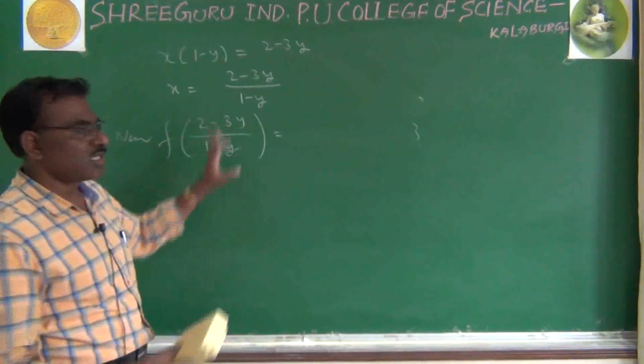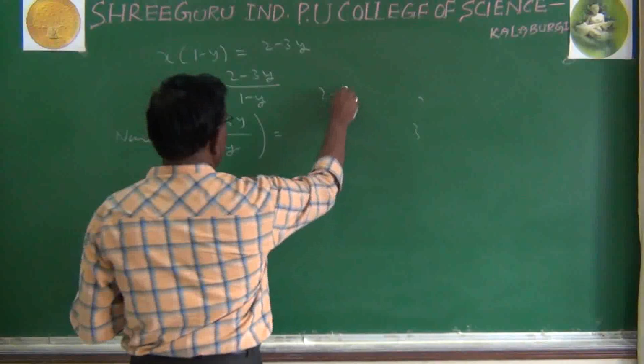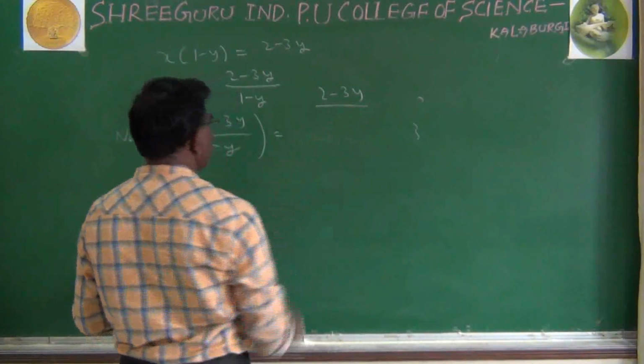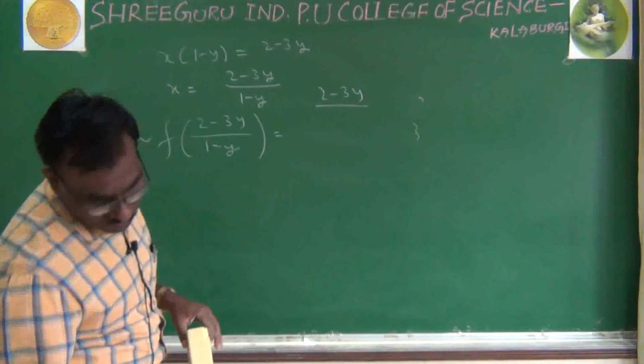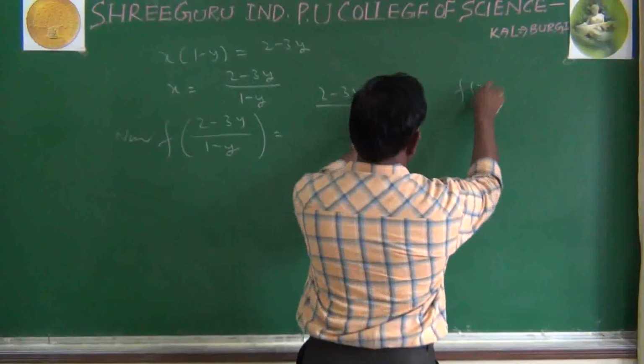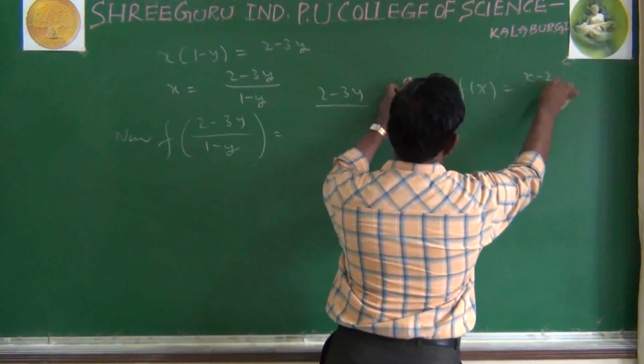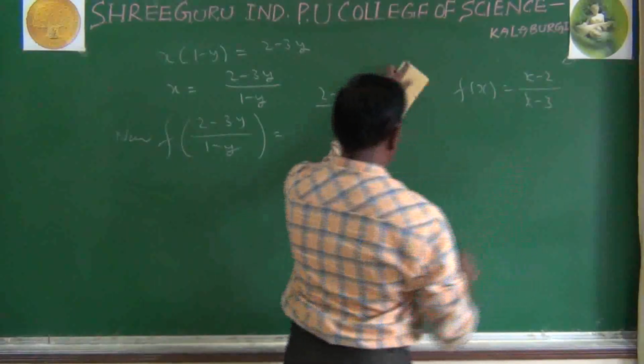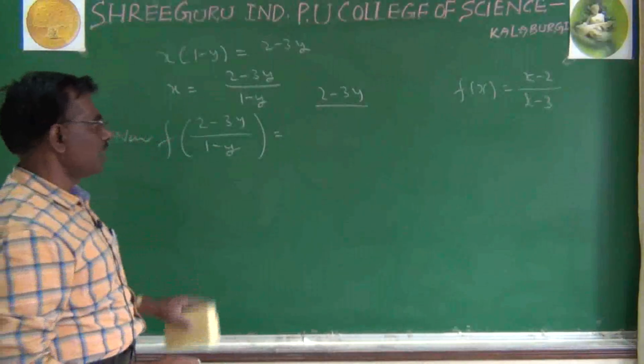You are assuming this is x. f(x) = (x − 2)/(x − 3). What is the x value? f of x equal to x minus 2 by x minus 3.